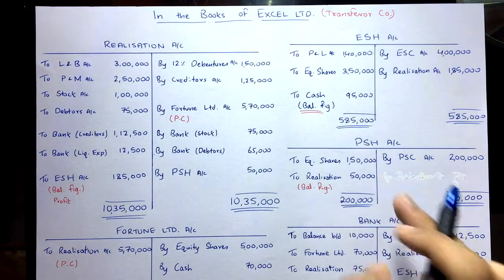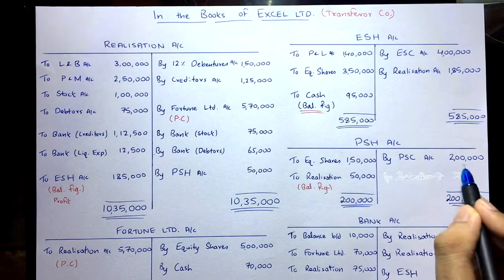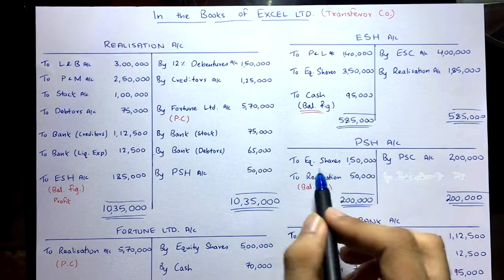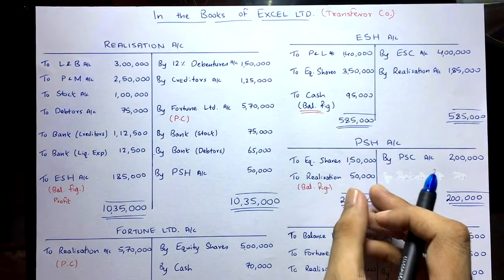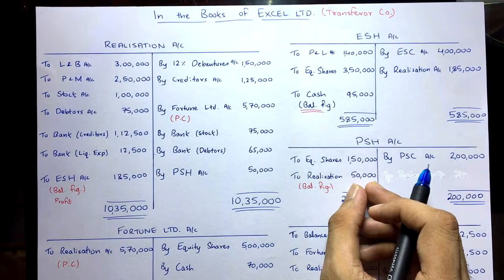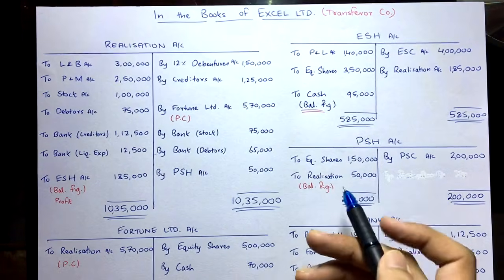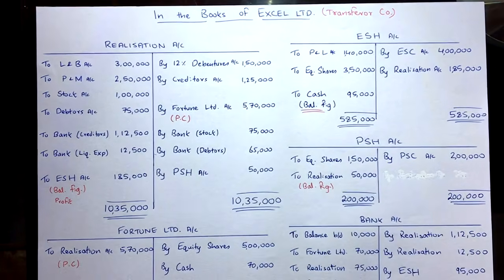इधर मतलब क्या हो रहा है इधर? See here, you were supposed to pay 2 lakh to preference shareholders, but preference shareholders are getting only 1,50,000. So 50,000 नहीं मिल रहा है, इसका मतलब हमको प्रॉफिट हो रहा है. So that profit will hit the realization account. Understood?